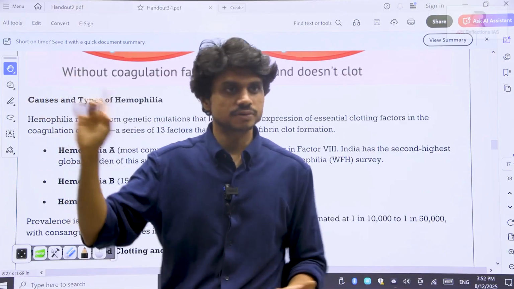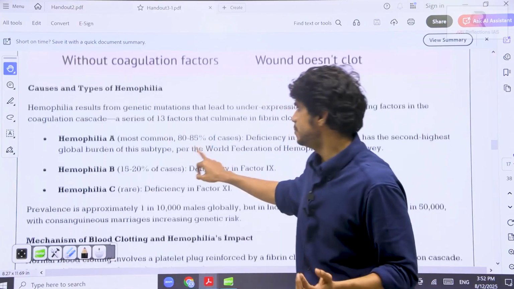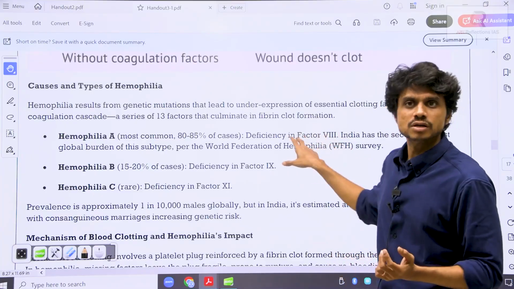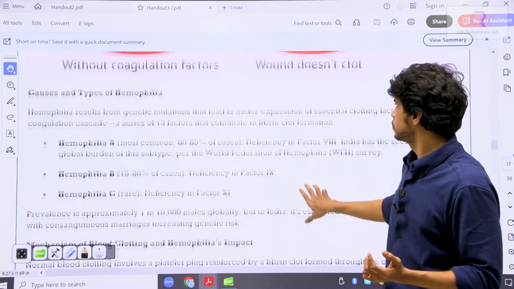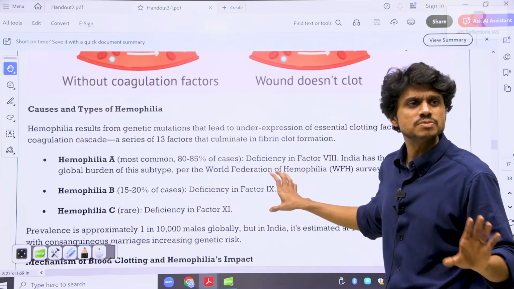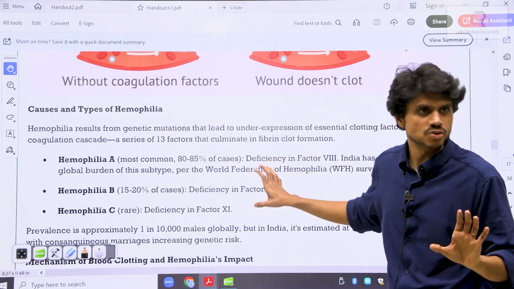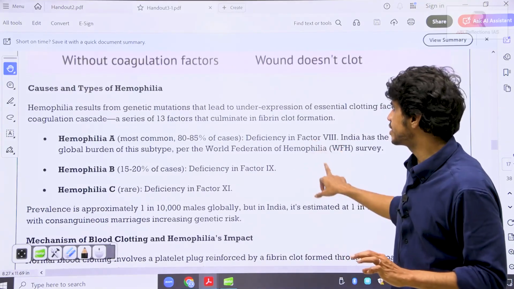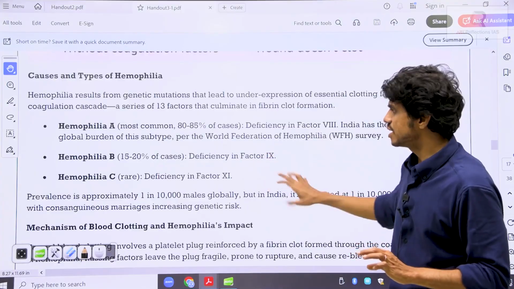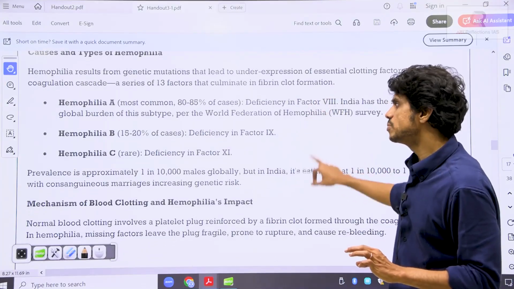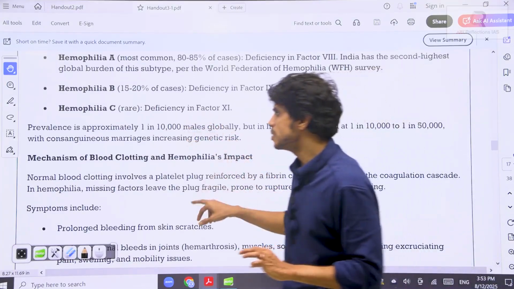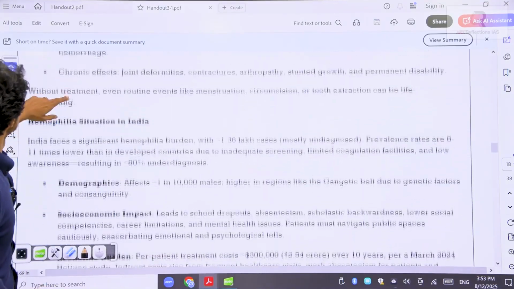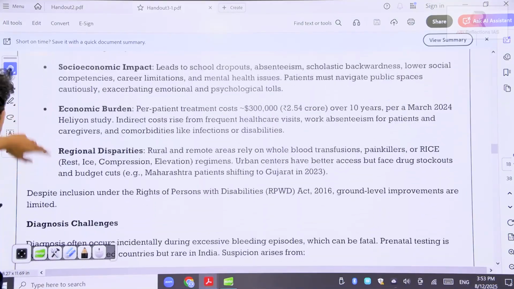Please revise that aspect. See, hemophilia A, B, C. These are the factors. Especially factor 8 is the most common. Within your blood, something is missing, there is a factor 8. This is a genetic related issue. So remember, hemophilia A, B, C is primarily factor 8. Factor 9 and factor 11 are also there, but primarily the problem is factor 8. 1 in 10,000 people is getting affected. So prolonged bleeding is happening, and joint deformities and all, everything is happening.